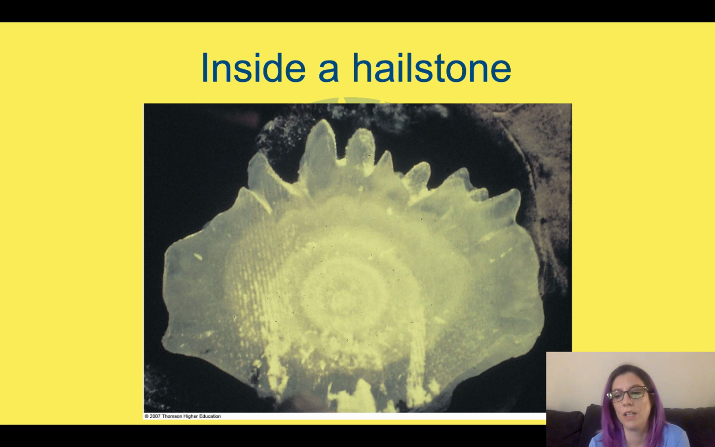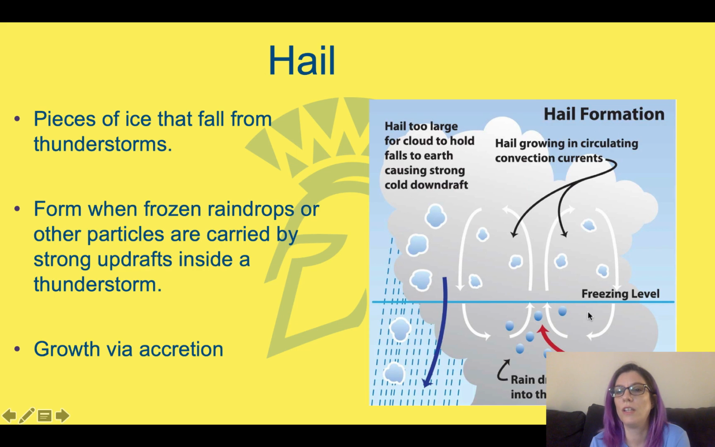Now, if you split open a piece of hail, there are actually layers to it, and the reason it has layers is because of that circulation it goes through, where it melts and then refreezes and then picks up more water and melts and then refreezes. And how large a hailstone can get is going to be directly determined by the strength of the updraft.